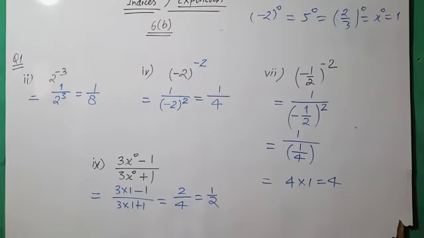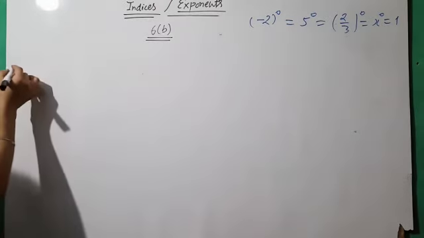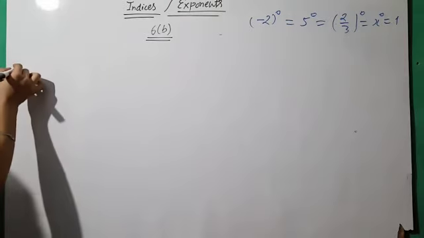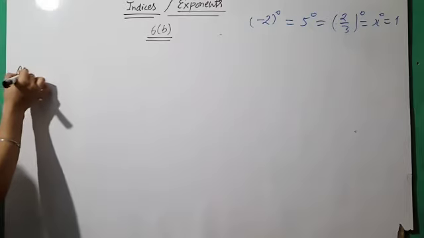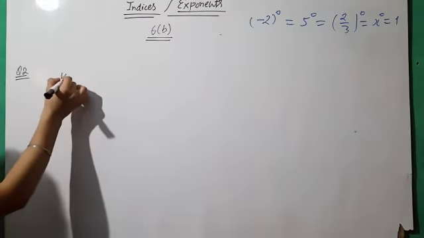Now we are going to question number 2. 4 to the power half means under root 4. Now students, we have one more concept, that is cube root and square root. Question number 2 is totally based on that. So we are going to practice questions so that we have a clear concept about this type of question. This is 4 to the power half.